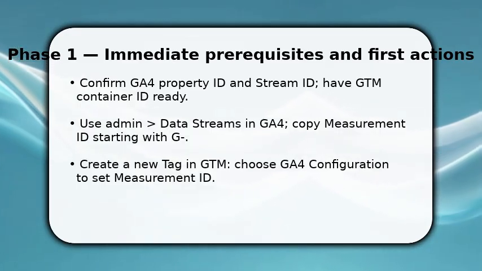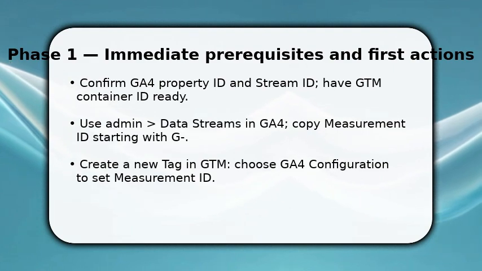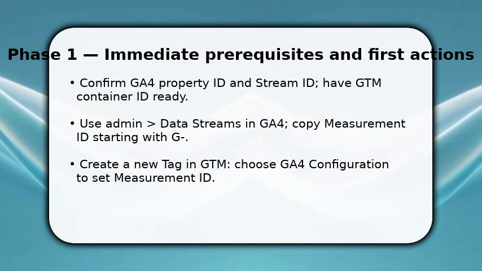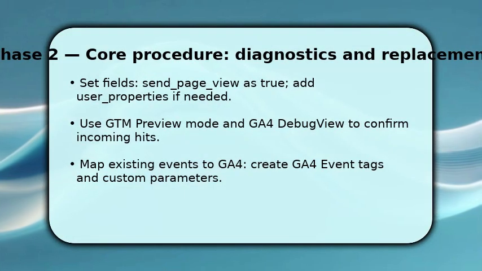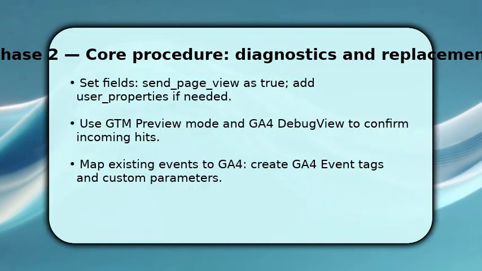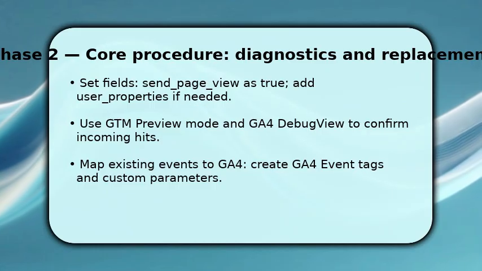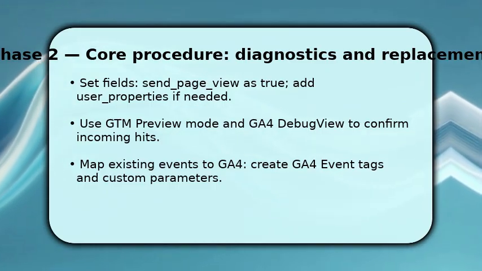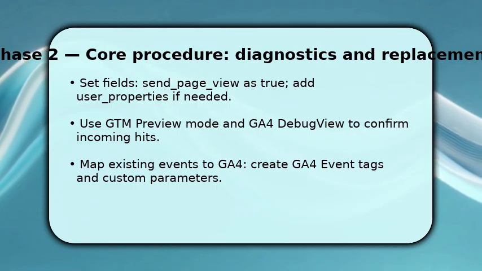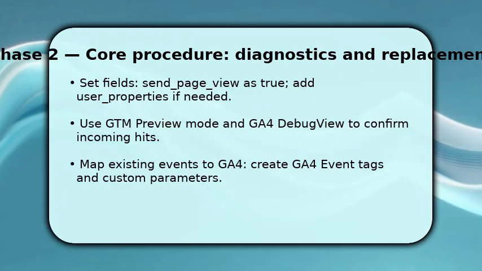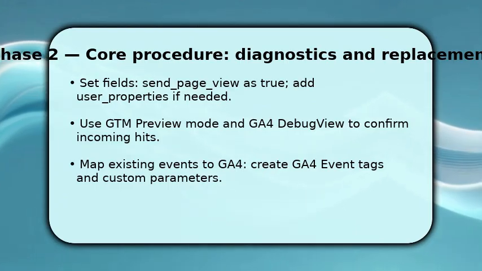This mounts the foundation quickly, because once the config tag fires, event tagging becomes consistent and reliable across pages. Once done with the config tag, refine what you send and why. In GTM, set fields like send page view true and add user properties for logged-in users so GA4 receives meaningful context. Next, create GA4 event tags for clicks, form submissions, and e-commerce actions. Name events to match analytics needs, and add custom parameters as key value pairs.